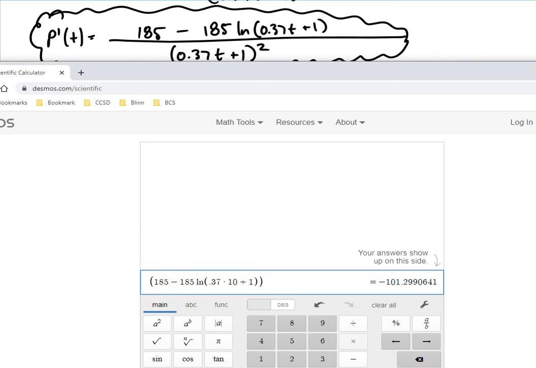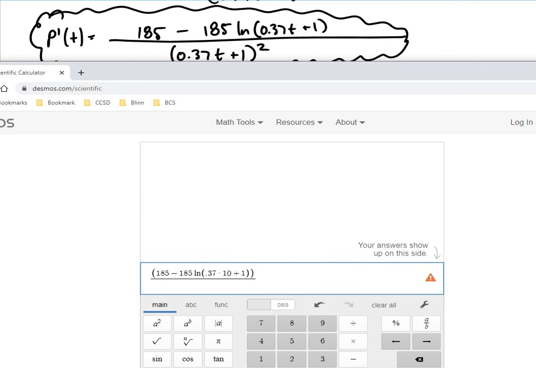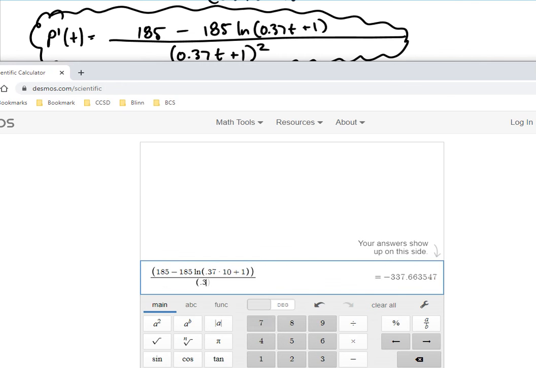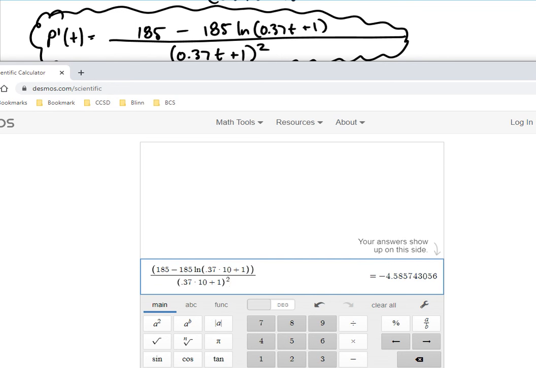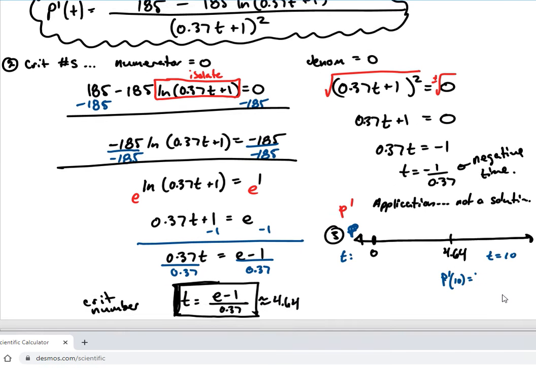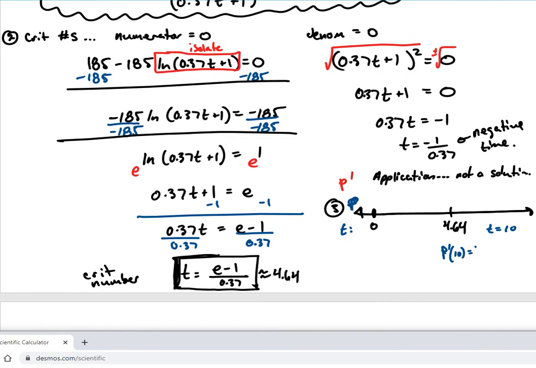And then I need to divide by parentheses 0.37 times 10 plus 1, and then it would get squared. Okay, and we see the main thing is that we have the sign, it is negative. Okay, so I just plugged all that in. I see that it's negative. Okay, so that's what I was assuming.